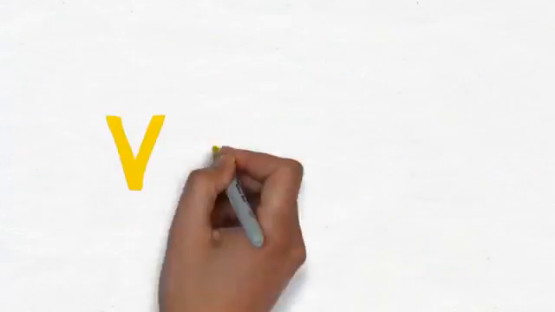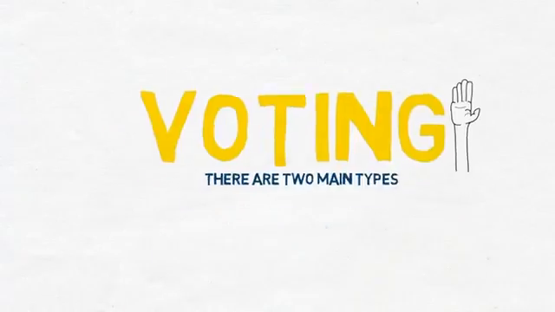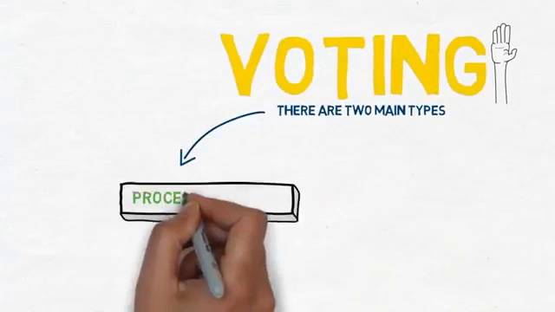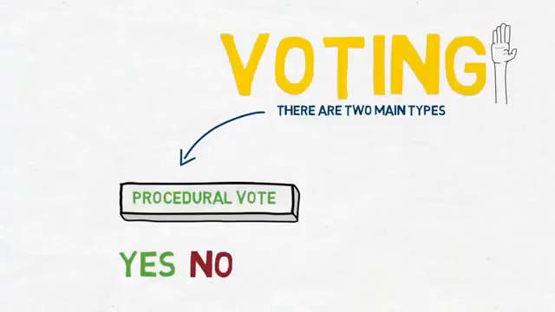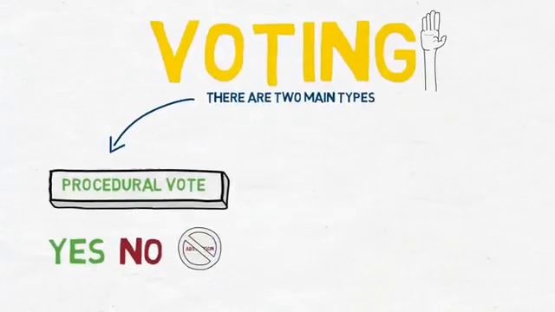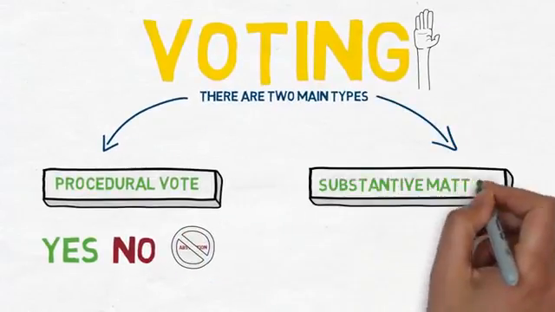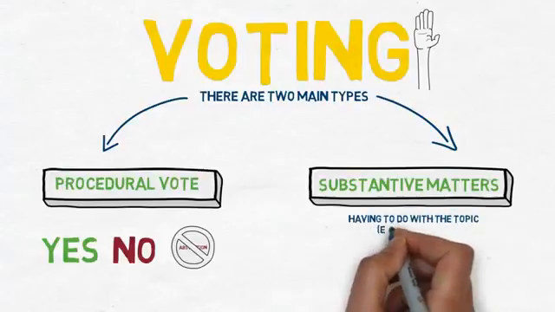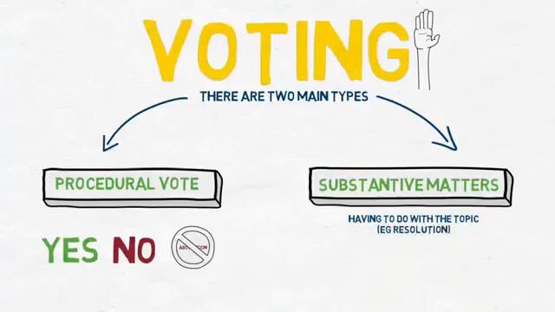Speaking of voting, there are two main types of votes. The first one is a procedural vote, when only yes or no are options, and abstentions are not allowed. The second one is a vote on substantive matters having to do with the topic being discussed, on a resolution for example. In this case, states may vote yes, no, or abstain.